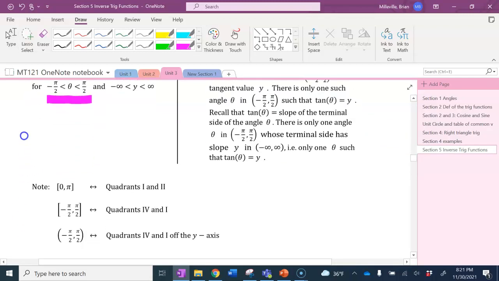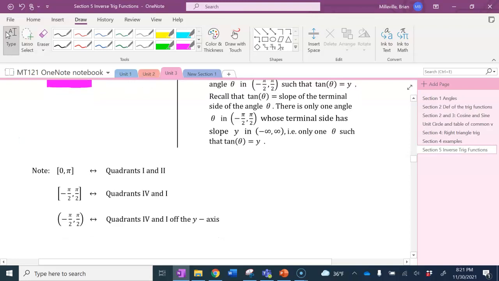Again, we're not going to pay too much attention to those specific details, but I just want you to realize here that quadrants 1 and 2 correspond to that interval 0 to pi, and this is going to be for inverse cosine. Negative pi over 2 to pi over 2, the closed interval, is going to be for inverse sine. The open interval, negative pi over 2 to pi over 2, excluding those endpoints, is going to be for inverse tangent or arctangent. Let's get some practice working with these functions.